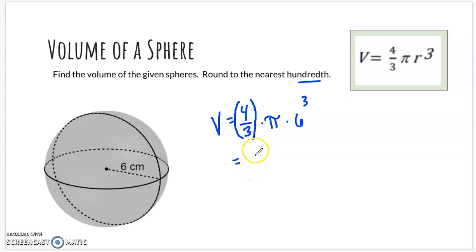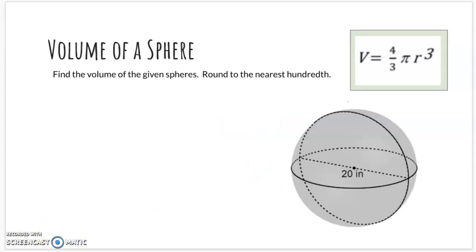Okay, so I ended up getting 904.78, and that would be cubic centimeters, right? Because we are dealing with volume here. Volume is 3-dimensional. All right, let's try another one. If you're feeling confident, go ahead and pause the video. Test this out on your own. If you're not feeling quite as confident, you can go ahead and just work through it with me.